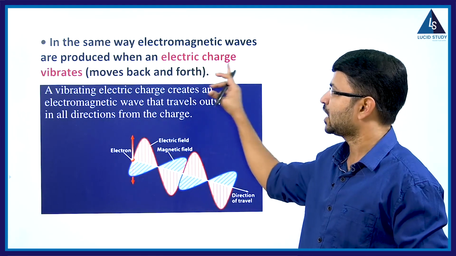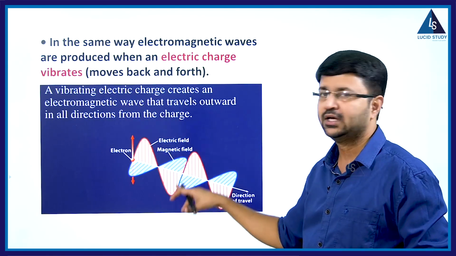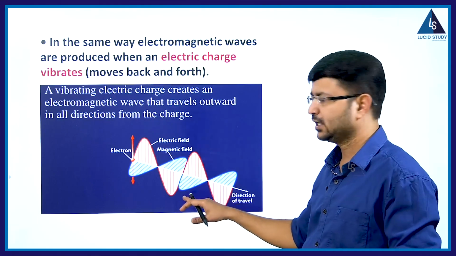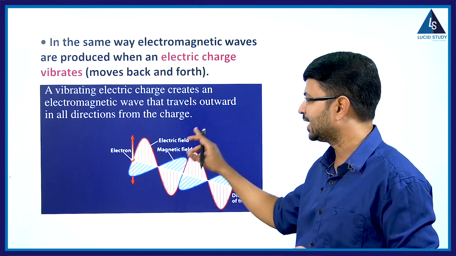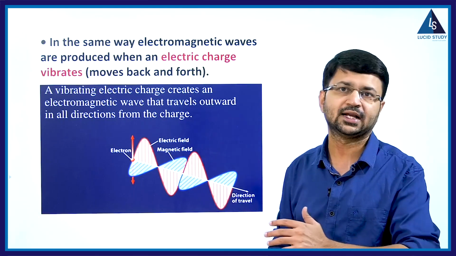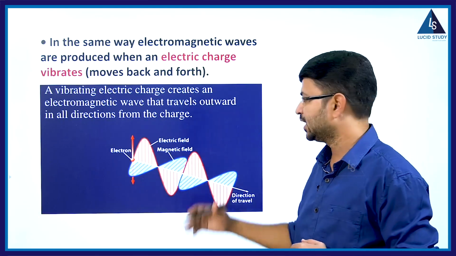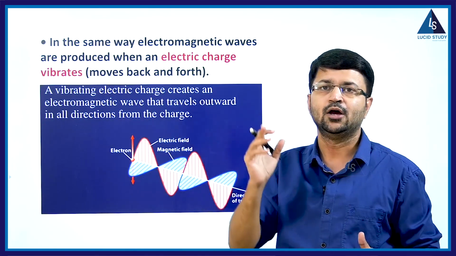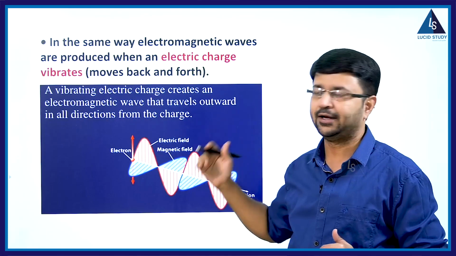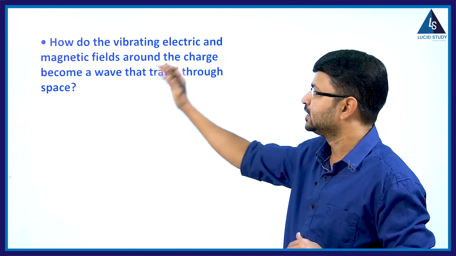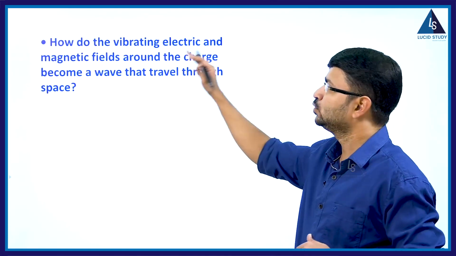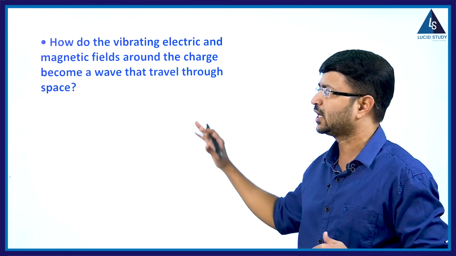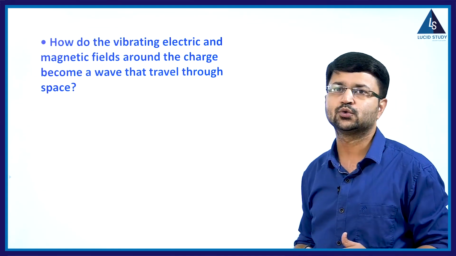Whenever an electric charge vibrates, that leads to the generation of electromagnetic waves, and these electromagnetic waves have two fields, one electrical field, and because of the electrical field there will be a generation of the magnetic field also. What do you mean by vibration? Vibrate means move back and forth. Next one, there is one question: how do the vibrating electrical and magnetic fields around the charge become a wave that travels through space?